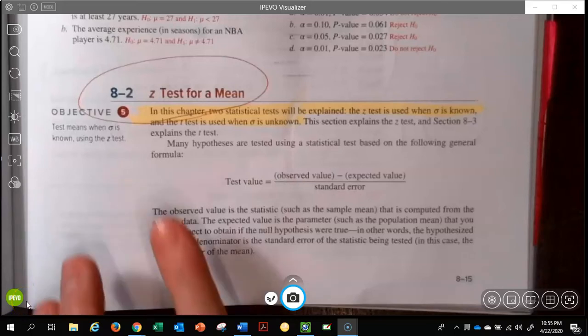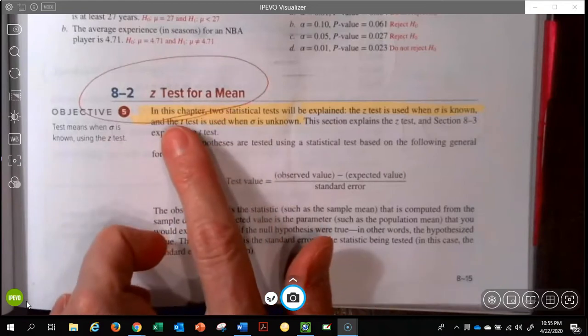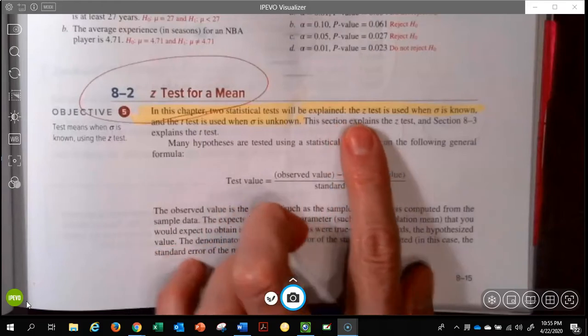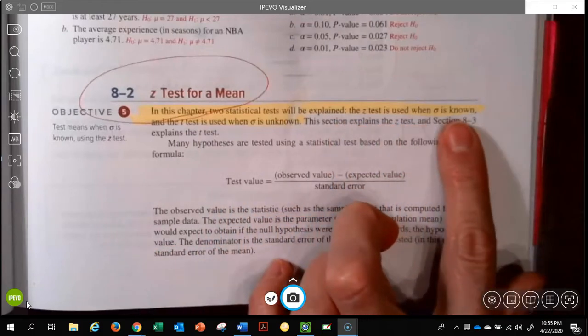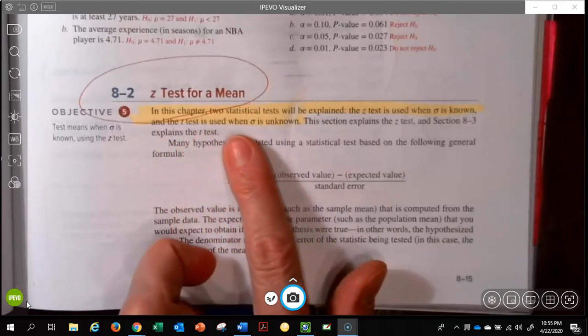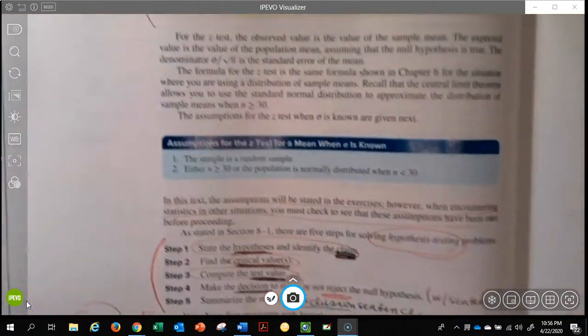Section 8.2 is the z-test for a mean. But in this chapter, two statistical tests will be explained. The z-test when sigma is known, and you can probably guess what's coming next, and the t-test when sigma is unknown. I'm on page 419, but going fairly quickly on over to page 420.